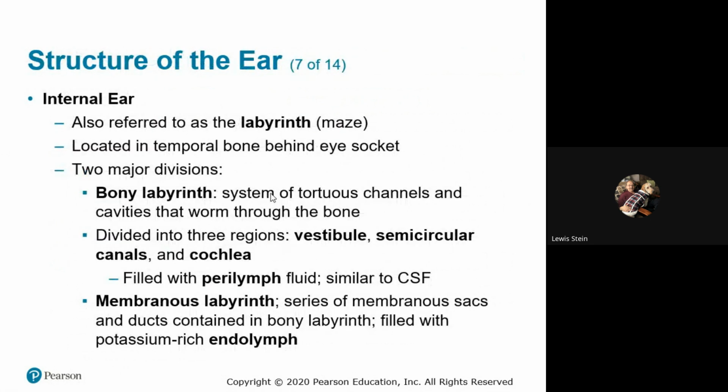There's the otitis media nugget. That's there. And now we get into the internal ear. And the internal ear, sometimes referred to as the bony labyrinth, because of its maze-like structure. Not so much Theseus and the Minotaur, labyrinth, but a labyrinth nonetheless.